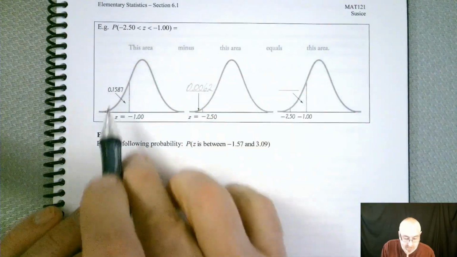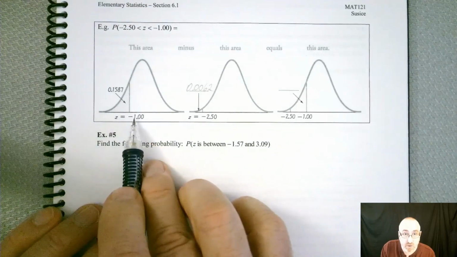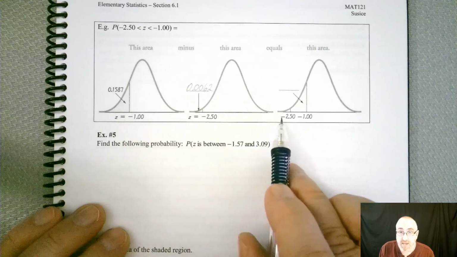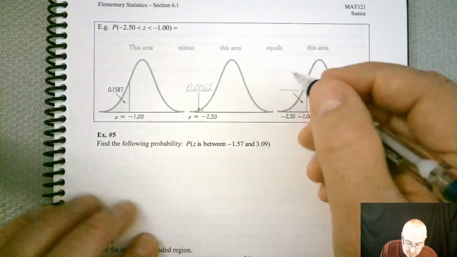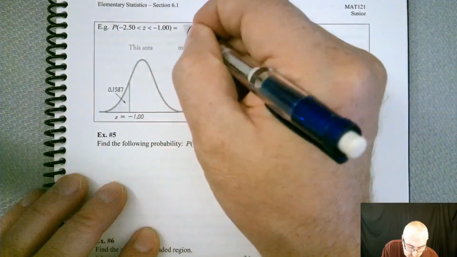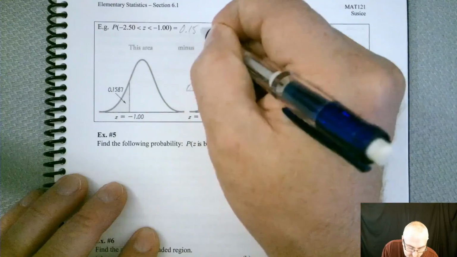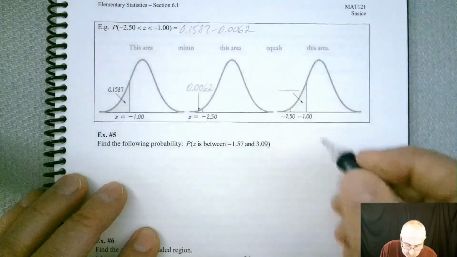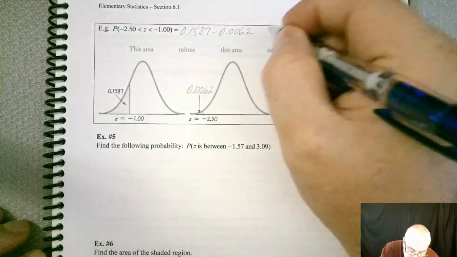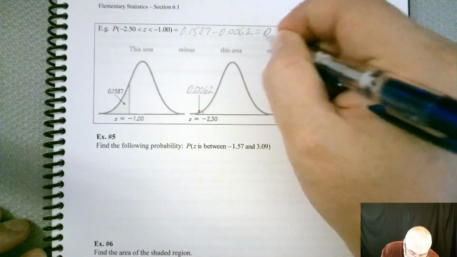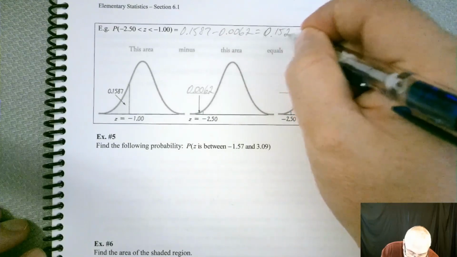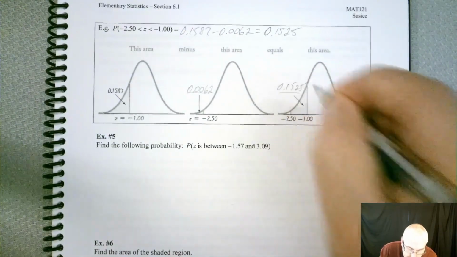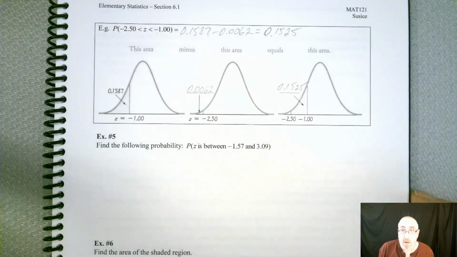All right, so we have our first one, which is further to the right. We have our second one, which is further to the left. And so the last thing we need to do is subtract those two. So 0.1587 minus 0.0062. So this should equal 0.1525. And that wraps up that problem.